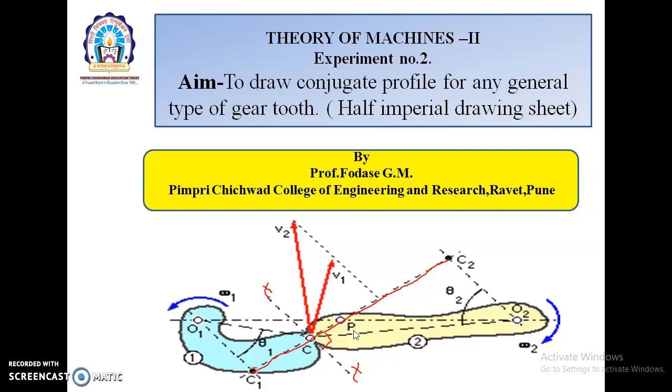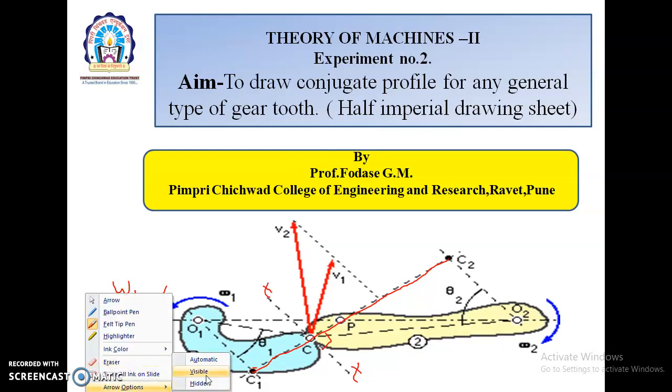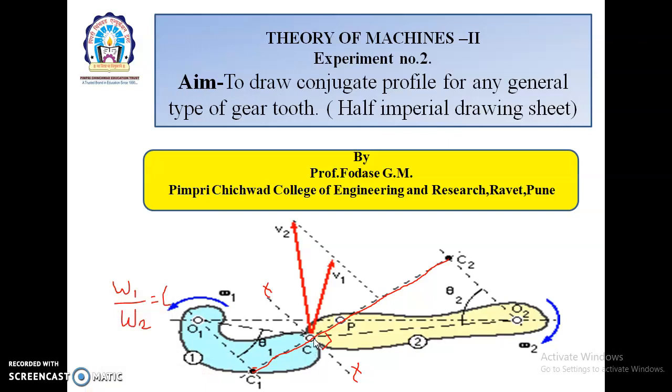So in this case, as this common normal passes through a fixed point, we can say these two gear tooth profiles satisfy law of gearing. Satisfying law of gearing means what? The angular velocity ratio will remain constant, that is omega1 upon omega2 is equal to constant. This will remain constant only if the common normal at the point of contact passes through a fixed point called the pitch point. And if any gear tooth profile satisfies law of gearing, then that gear tooth profile is called a conjugate profile. So I explained what is law of gearing.